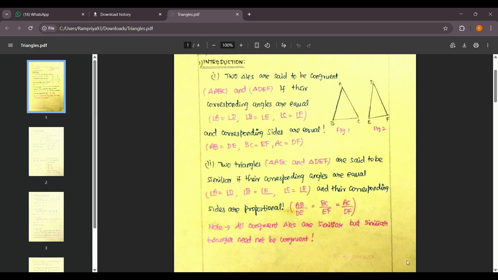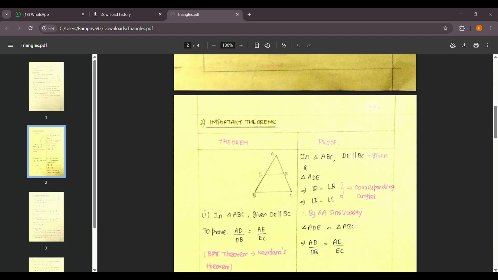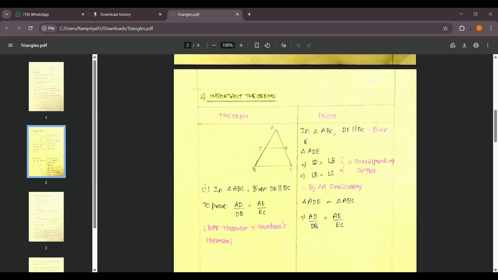So like this you have to remember. And next is another very important special theorem, in fact, a special theorem for me personally. And so you have this theorem, the basic proportionality theorem.